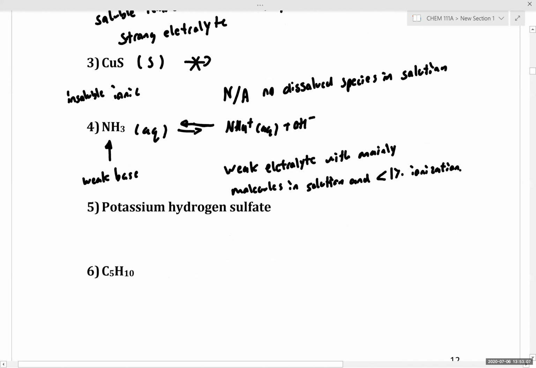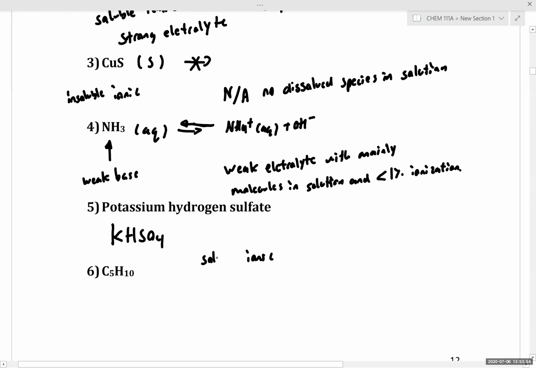Let's keep going. Potassium hydrogen sulfate, in other words, KHSO4. What type of compound is KHSO4? Is it ionic, covalent, acid, base? What is it? It's an ionic compound, yep. So it's a salt. And is it soluble or insoluble? Is potassium hydrogen sulfate soluble or insoluble?